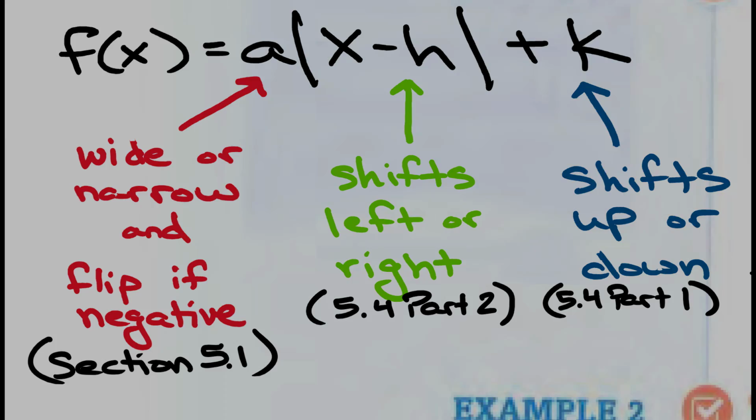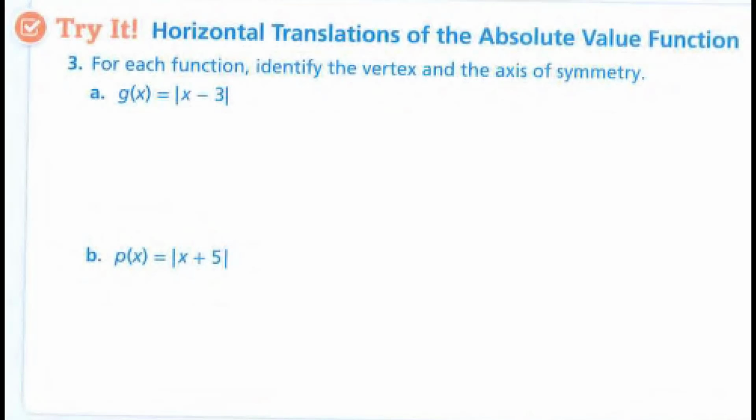For example 3, now we're going to study our horizontal translations of our absolute value function. This is when our h is changed, and we're going to shift left or right. Again, for each function, we want to identify the vertex and the axis of symmetry. For part A, our function g of x is equal to the absolute value of x minus 3. So in this example, our a is 1, our h is 3, not a typo.